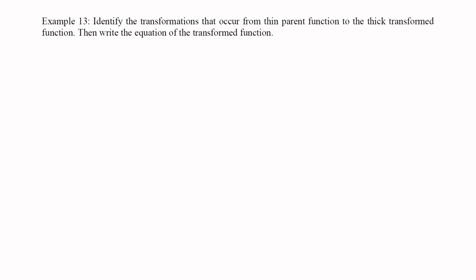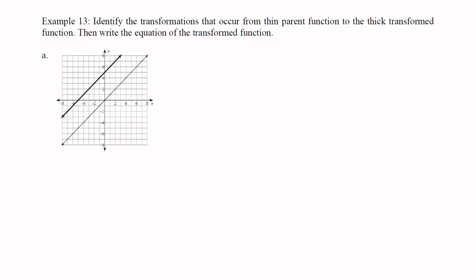Let's identify some transformations based on the graph. The thin function is going to be the parent function. The thick one will be your transform function. So let's take a look at this linear function. Remember, linear functions are a little bit more basic, so we're looking at the slope and the y-intercept. And here the y-intercept moved up 5 units, so this is translated up by 5. But our slope did not change, so that's our only transformation. And our equation is y equals x plus 5.